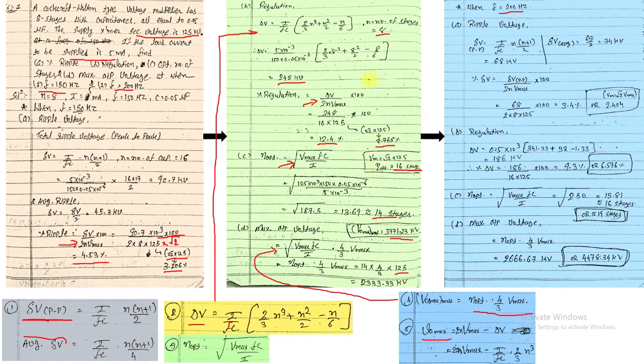As you know, delta V is I upon f C, inversely proportional to the frequency. So as you increase the frequency, the ripple factor goes down, and as the ripple factor goes down, the voltage value increases. Here you can see it is satisfied. So this is how you can calculate the design parameters for the Cockcroft-Walton voltage multiplier circuits to get your expected level of DC voltage magnitude. Thank you.